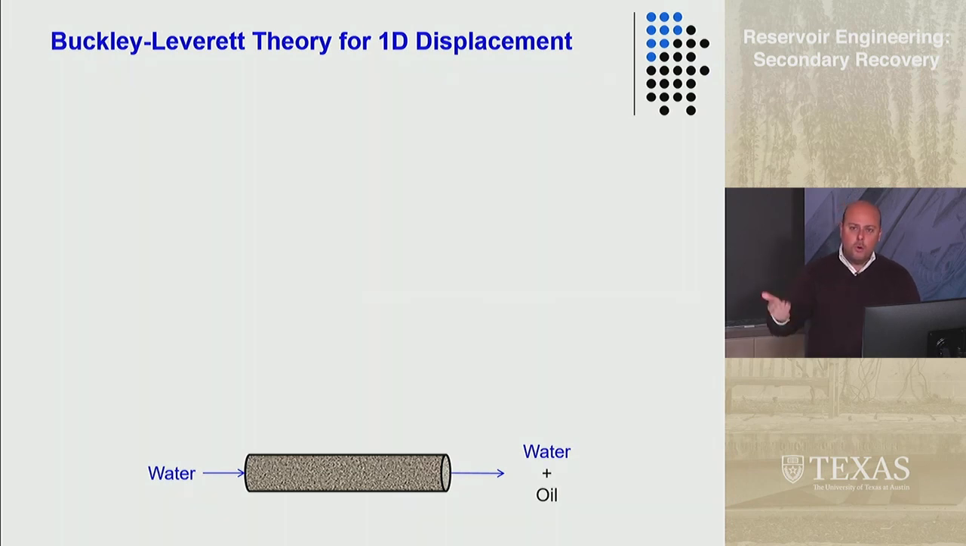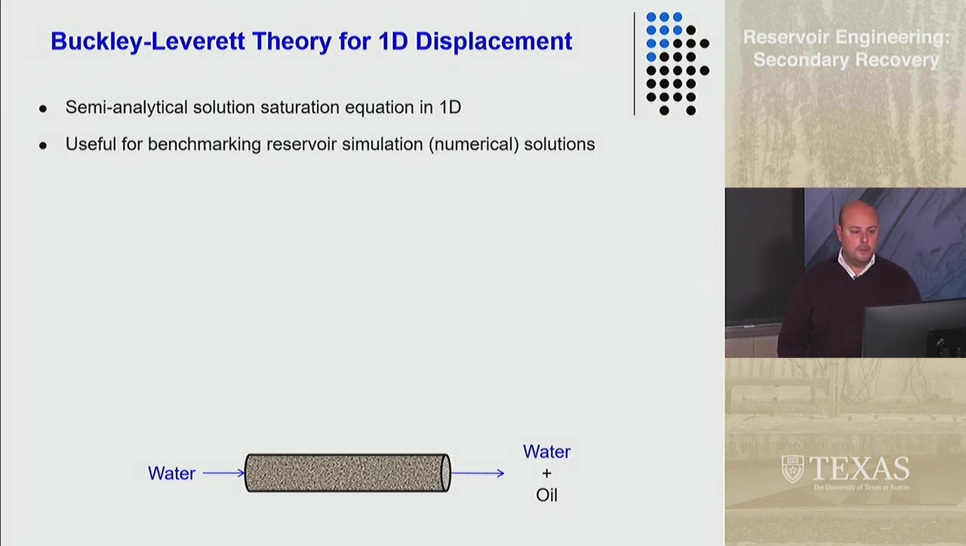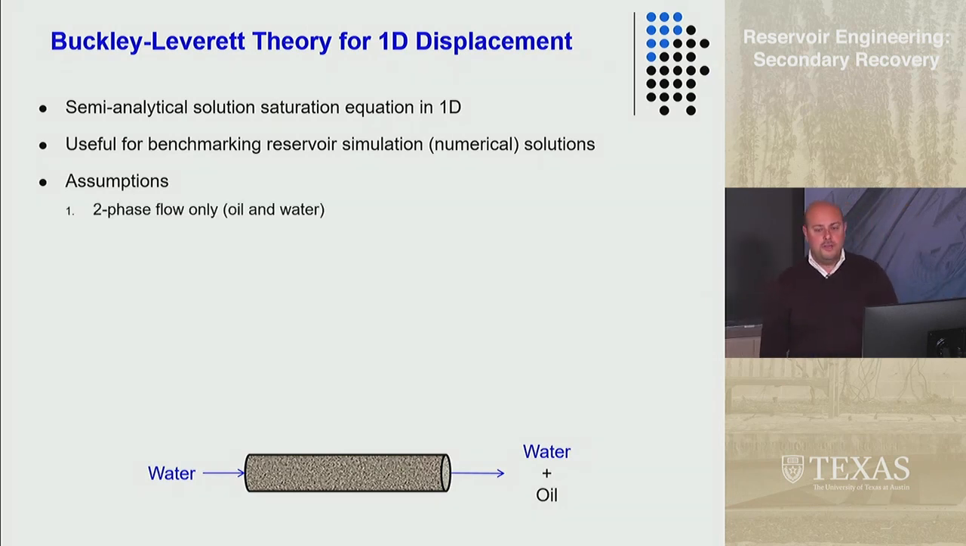Okay? And it requires some assumptions, some approximations. Some of them tend to be very reasonable approximations. Okay? And it is a semi-analytical solution in 1D. It's useful for kind of understanding how all this works and doing back-of-the-envelope calculations, but it's also useful for benchmarking or validating numerical solutions. But the assumptions that we include are that we only have 2-phase flow.